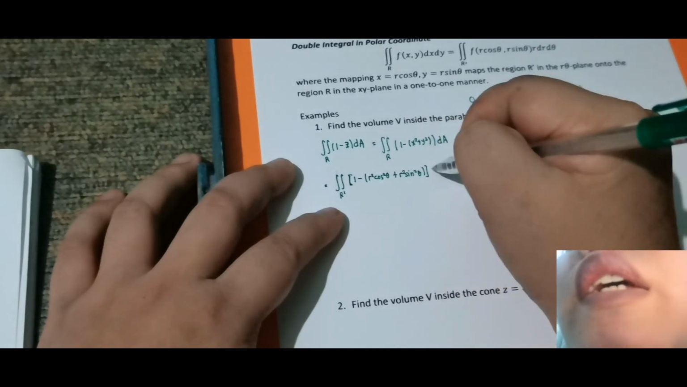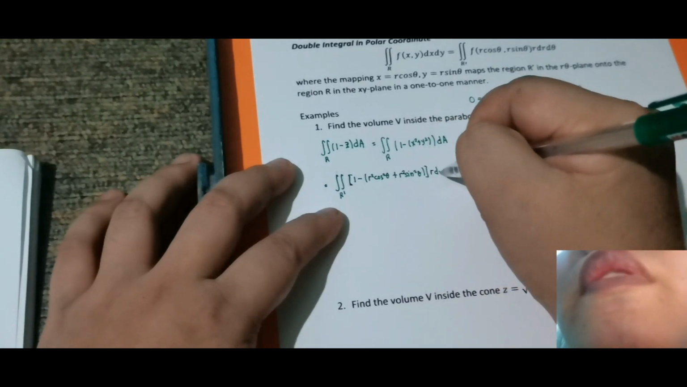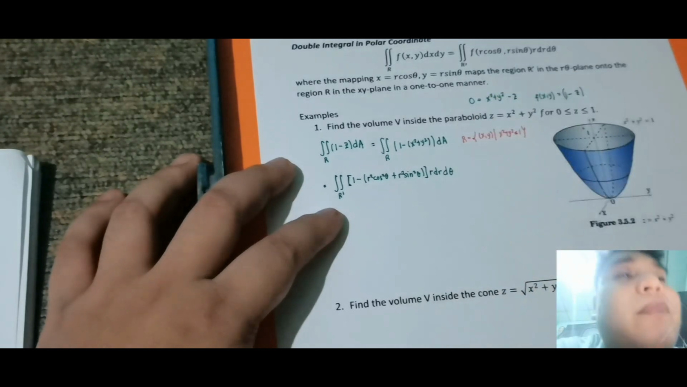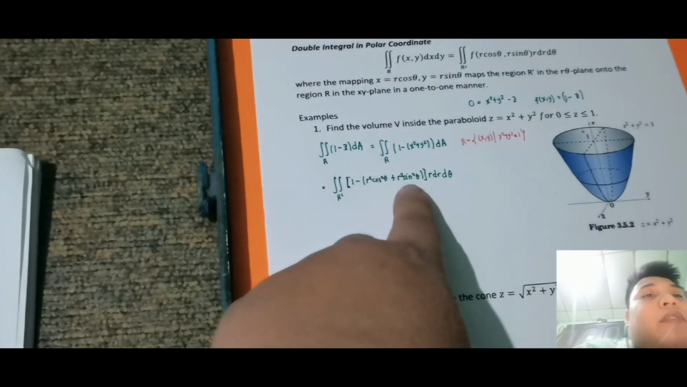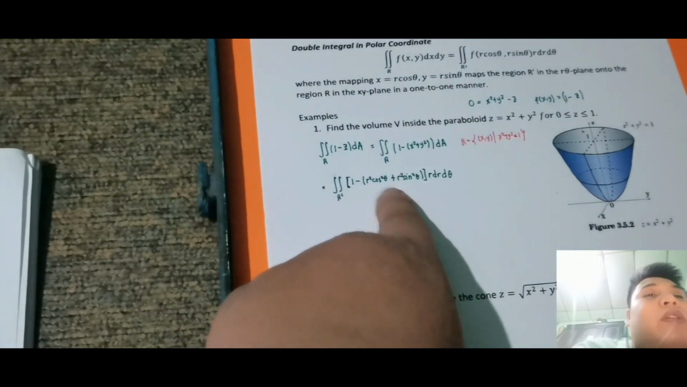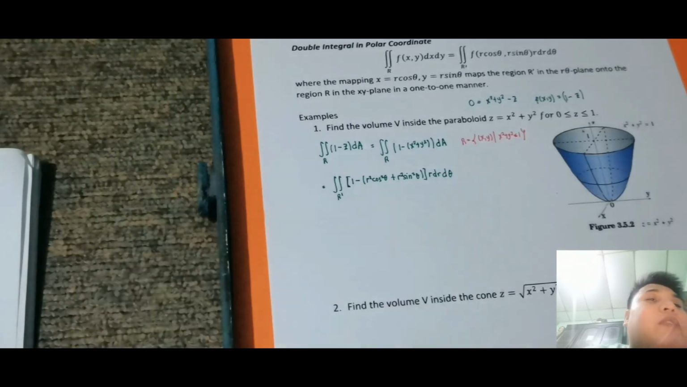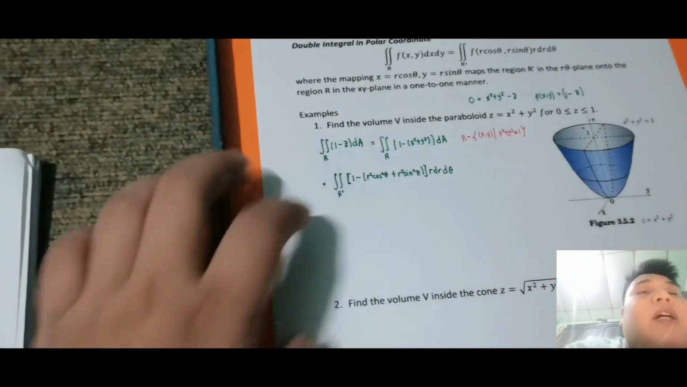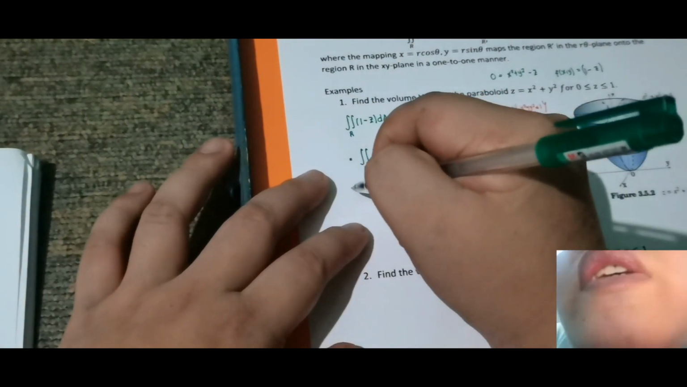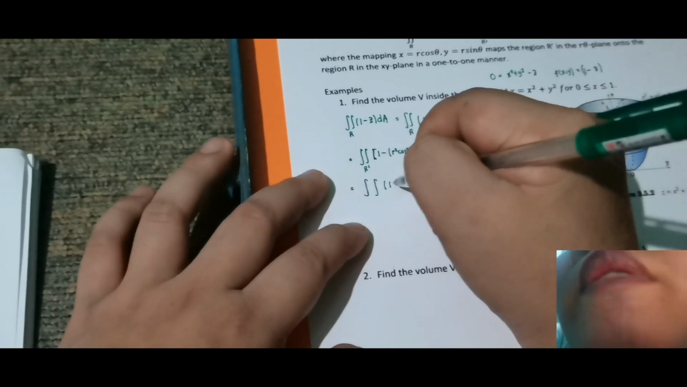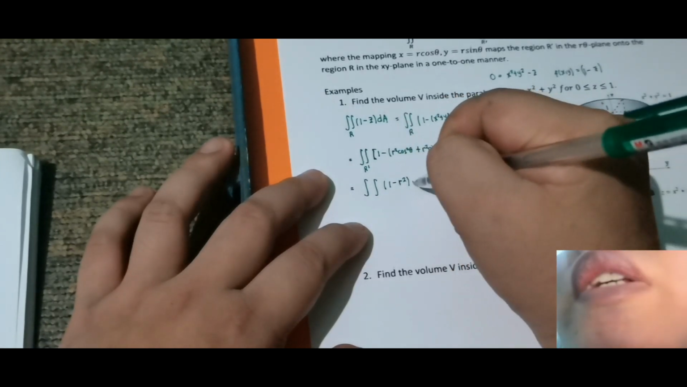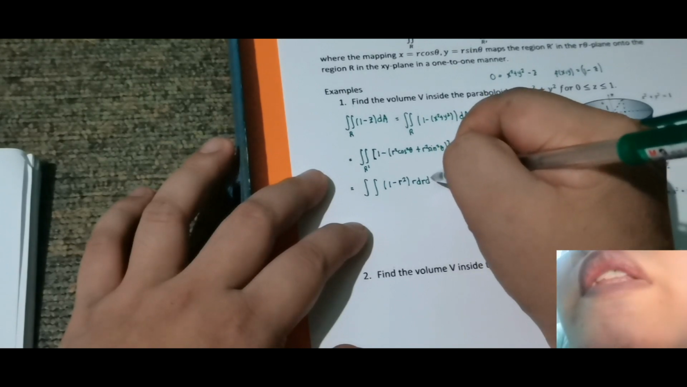So this is r dr d theta. Sir, how did that happen? The x and y, I just replaced with r cosine theta and r sine theta. That is what I did. Now, I factor out the r squared, leaving cosine squared plus sine squared. From trigonometry, cosine squared plus sine squared is just equal to 1. Meaning, this part is just r squared. So this is just equal to the double integral of 1 minus r squared, then r dr d theta.